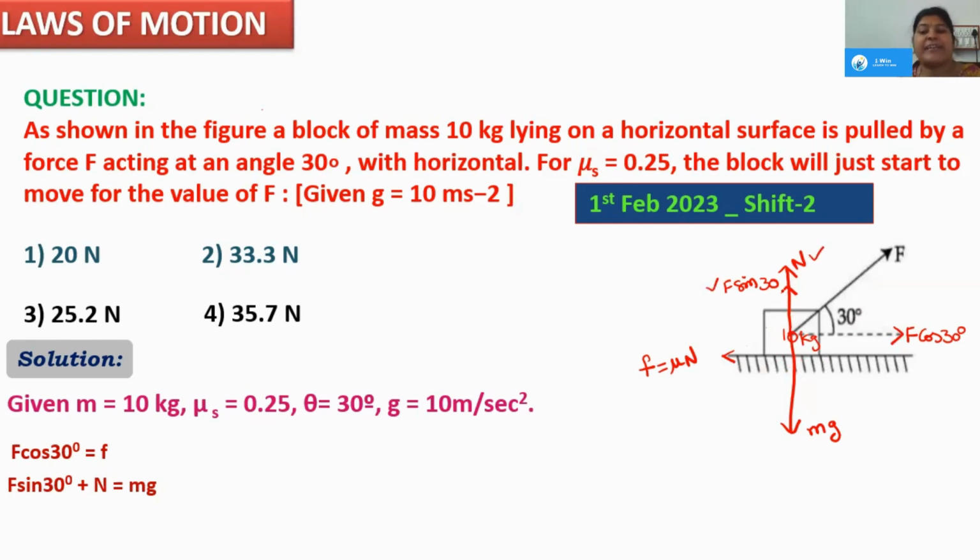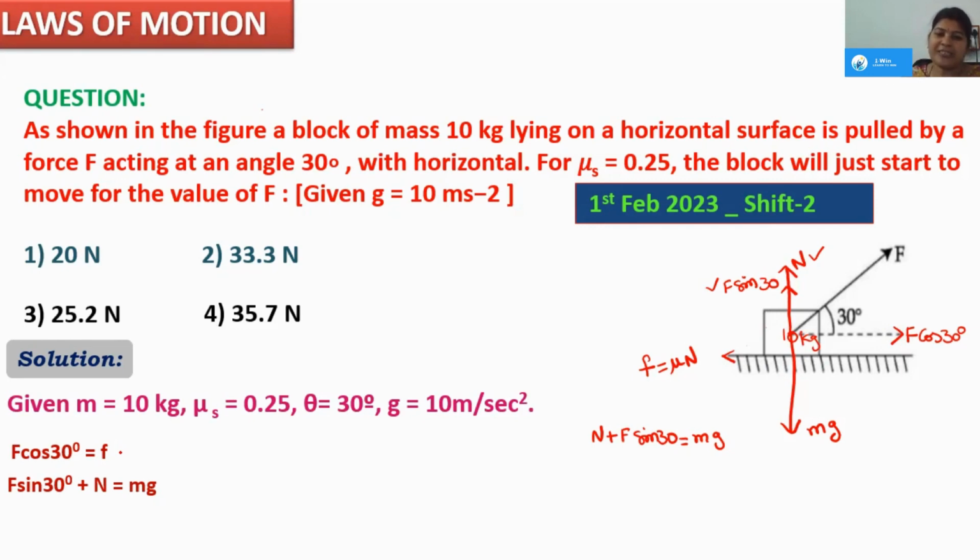These two are acting vertically upward. That means the upward acting forces sum, N plus F sin 30, is equal to the downward acting force. What is the downward acting force here? The weight of the body, which is equal to mg. So this is the application of the equilibrium condition for the vertical direction. We applied the equilibrium condition on the vertical direction here, as well as on the horizontal direction.